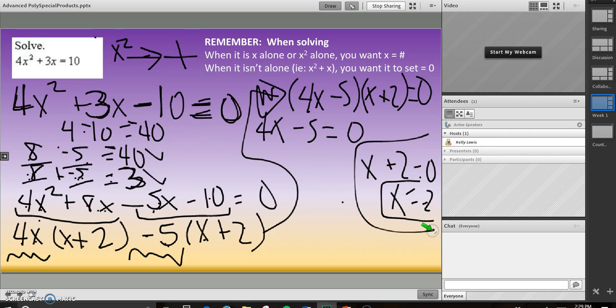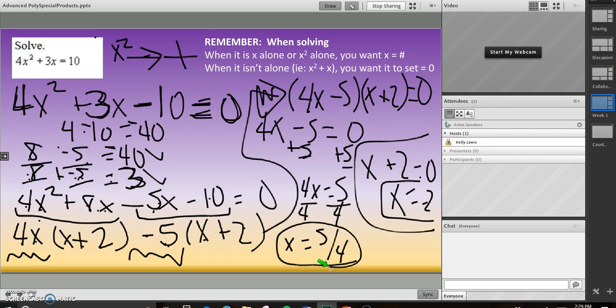All right, I get x equals negative 2. Here, I need to add 5. So I get 4x equals 5. And I need to divide by 4. So I get x equals 5/4. So I get two answers, negative 2 and 5/4, because of that squared right there.